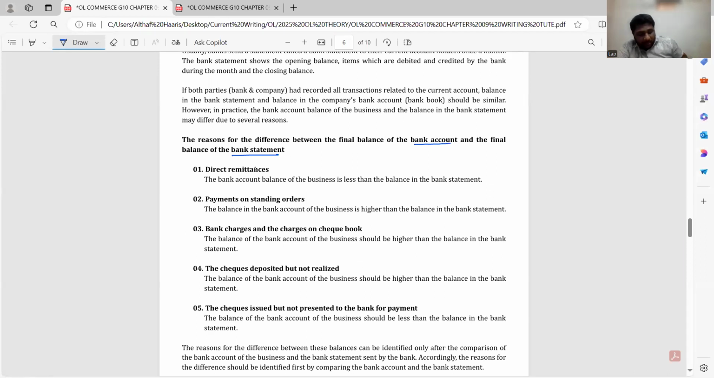Now they are getting the statement. In the statement there is a deposit of 10,000 in our account, a direct remittance of 10,000, but in the accountant's accounts that 10,000 is not there. Now I am calling the accountant and asking, why?